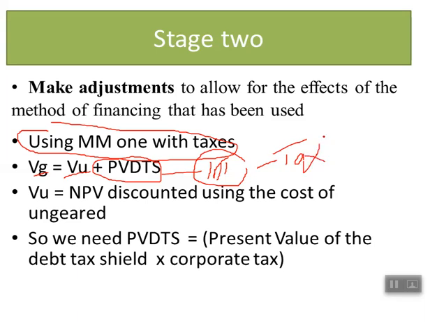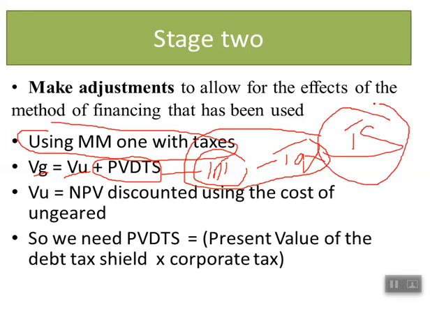Because the interest we are paying on the debt is tax deductible, the business is making a tax saving. This tax saving is the one that we are supposed to discount. You discount the tax saving using the cost of debt to get the present value of the debt tax shield.